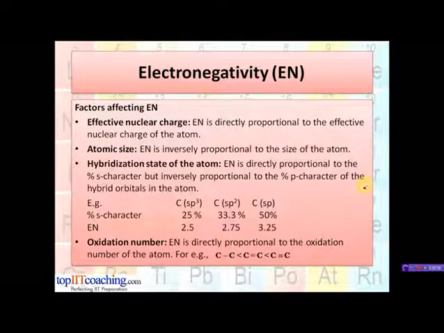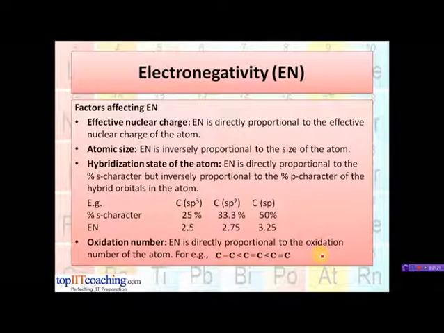The third important factor is the hybridization state of the atom. Electronegativity is directly proportional to the percent s character but inversely proportional to the percent p character of the hybrid orbitals in the atom, possibly because s orbitals are more closely located to the nucleus as compared to the p orbitals.